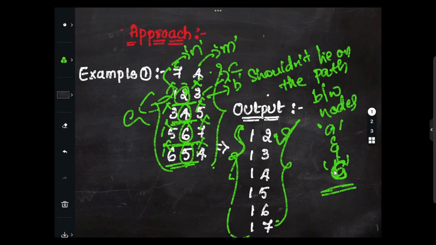You can clearly see that B doesn't lie between the nodes A and C. So 1 and 2 it doesn't, 1 and 3 it doesn't, 1 and 4 it doesn't, 1 and 5 it doesn't, 1 and 6 it doesn't, 1 and 7 it doesn't.